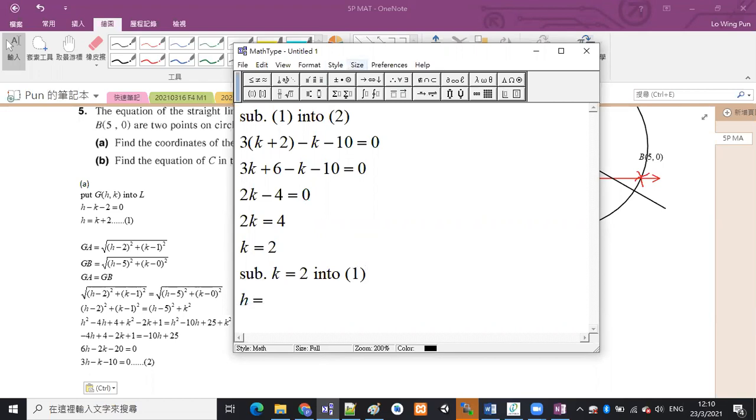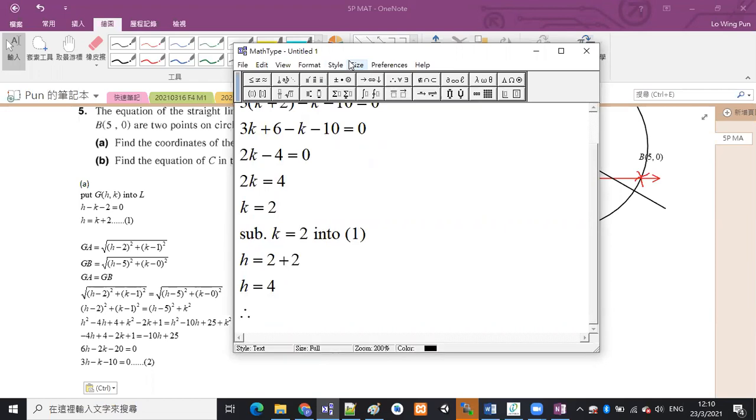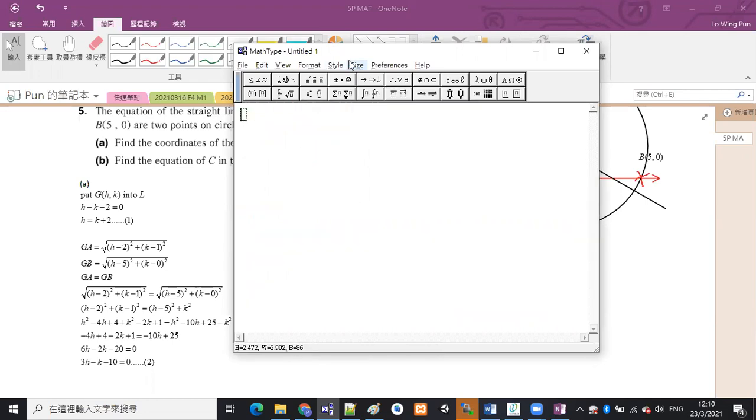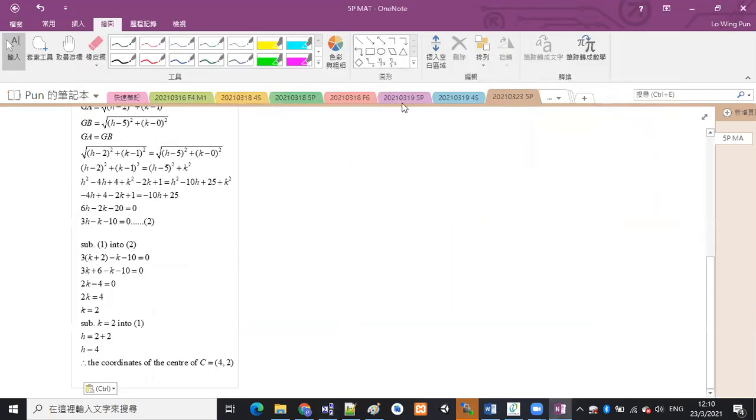So h is equal to 2 plus 2. So h is equal to 4. Which means that, therefore, the coordinates of the center of C is equal to h and k, that is 4 and 2. That is the answer of part A.